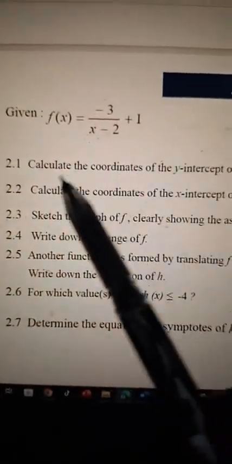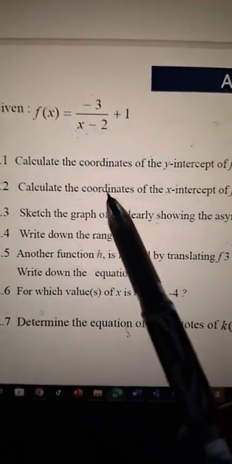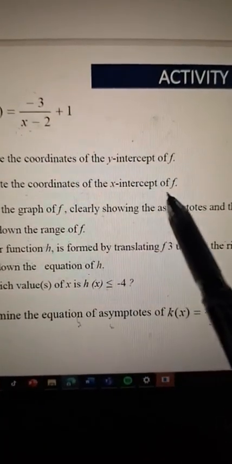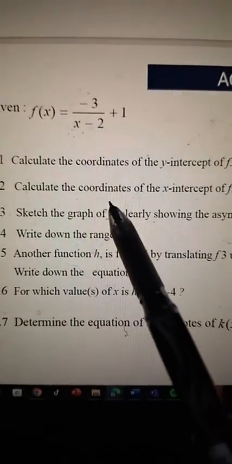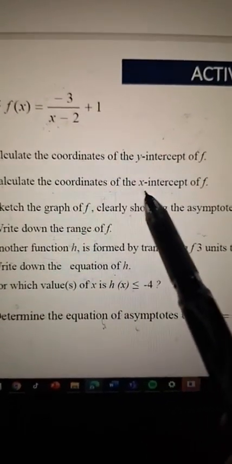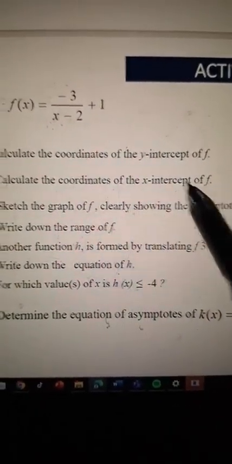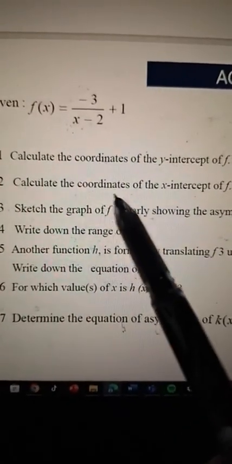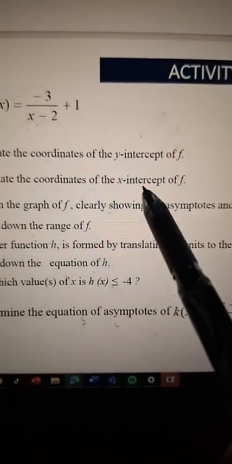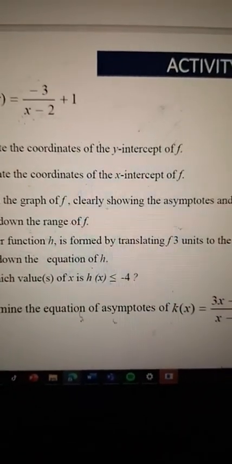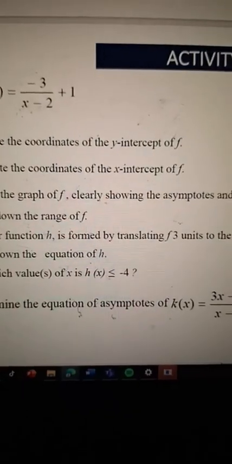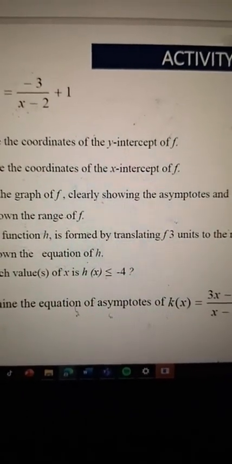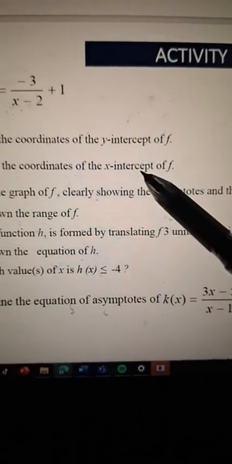Let's go and check what the second question asks us. The second question says calculate the coordinates of the x-intercept. The coordinates of the what? Of the x-intercept. So once again, we must be clear about what they want. They want the coordinates. They don't want purely the x-intercept, because if they're asking for that, we know what we need to do. We need to let y be equal to 0.